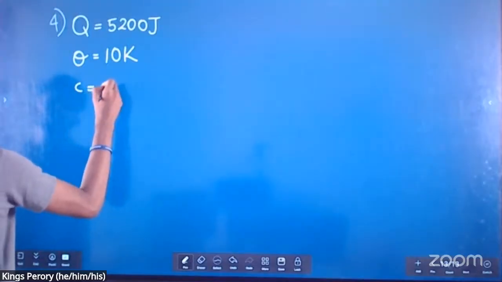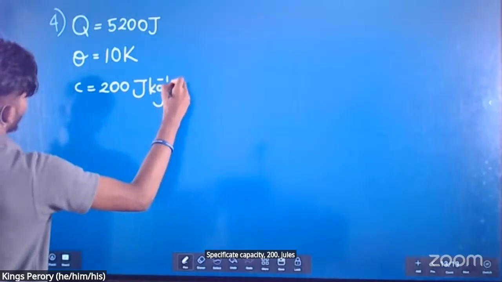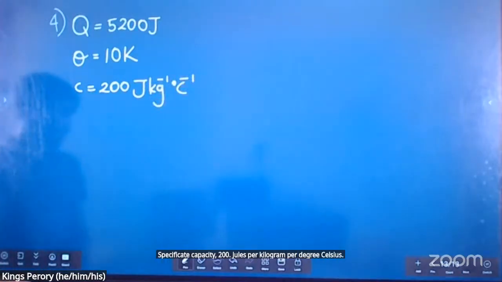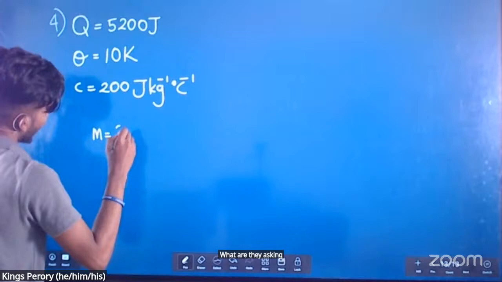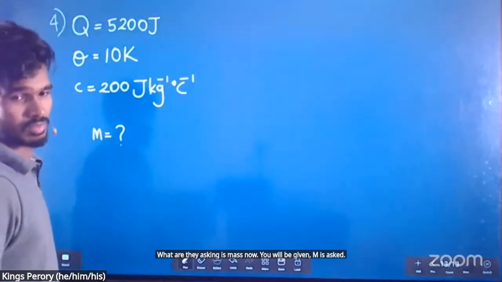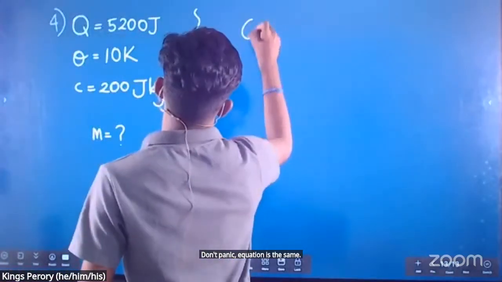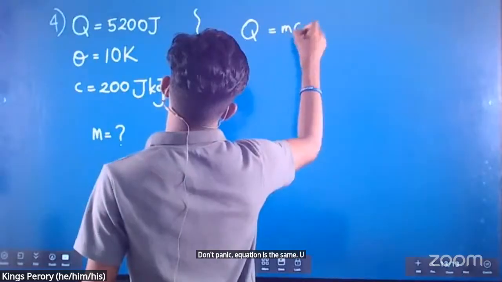Specific heat capacity is 200 joules per kilogram per degree Celsius. What are they asking? Mass now. Q is given, M is asked. Don't panic. The equation is the same. Q equals MC theta.